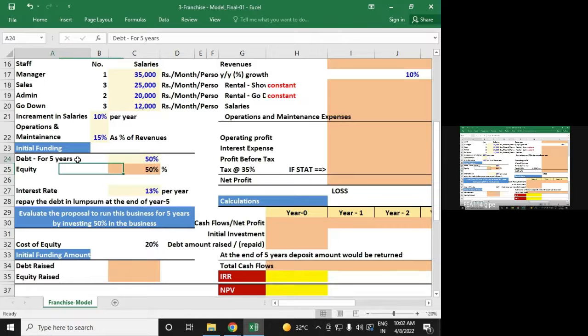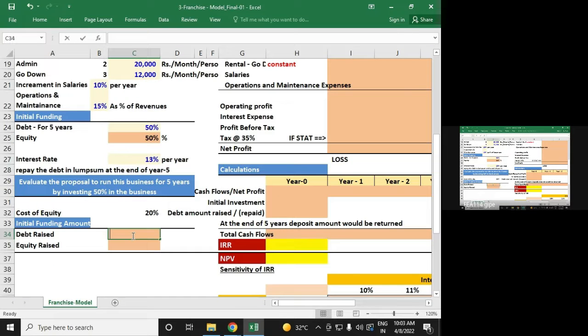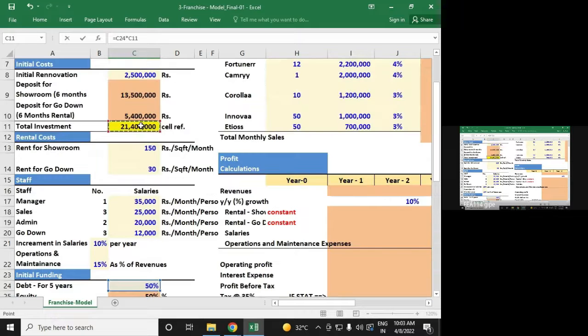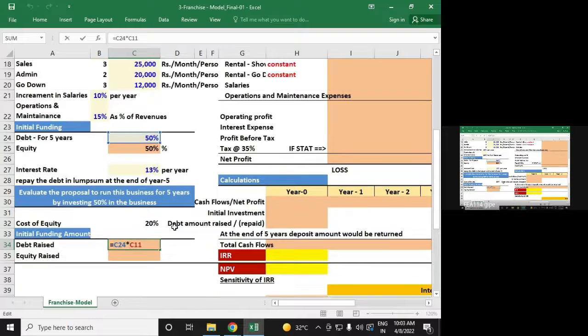Now this debt will be raised at an interest rate of 13%, and will be repaid in lump sum by the end of the 5th year. 5th year के end में हम पूरा debt वापस करेंगे. So no principal will be repaid during the time, but interest will be paid for all the years. Now, if 2 crore 14 lakh is my requirement, then how much money in rupee terms will I have to take in the form of debt? That is 50% of that 2 crore 14 lakh. So let us calculate the amount of debt raised and amount of equity raised.